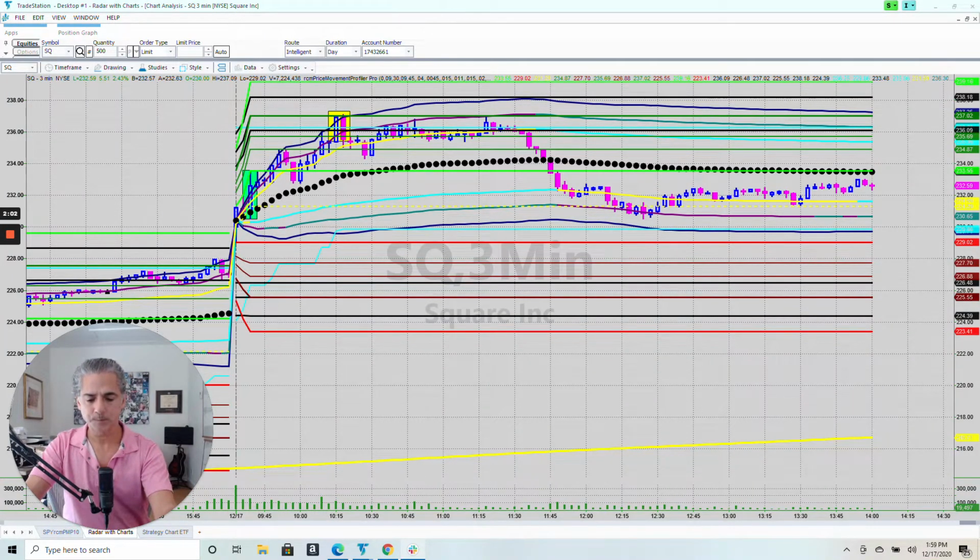Without further ado, let's dive in and look at Square. This is a trade directly off of our trading desk today.